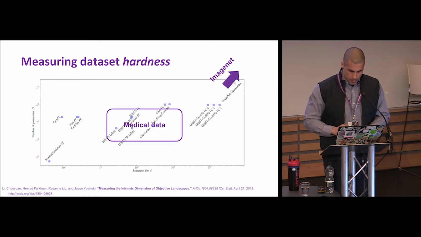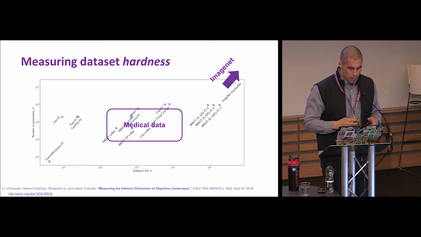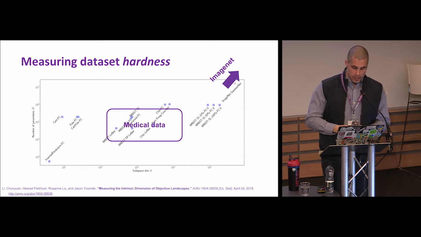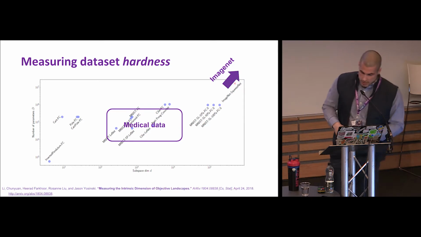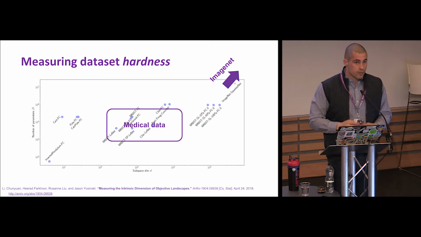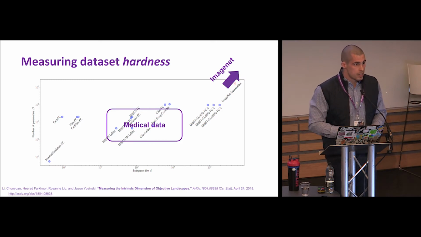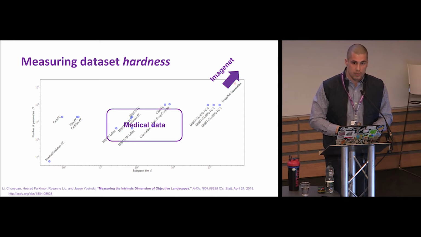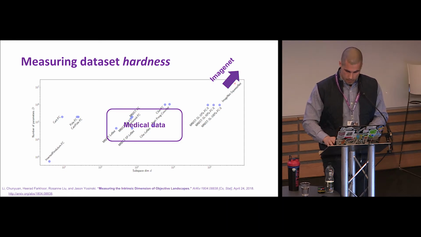Now, what we suspect, and we currently have a master student working on it, is that medical data will be within the range of the CIFAR-10 data sets. And for ImageNet, what the cross means is that you couldn't even compute how hard that data set is. It's just way too complicated to even estimate. So it is very hard.